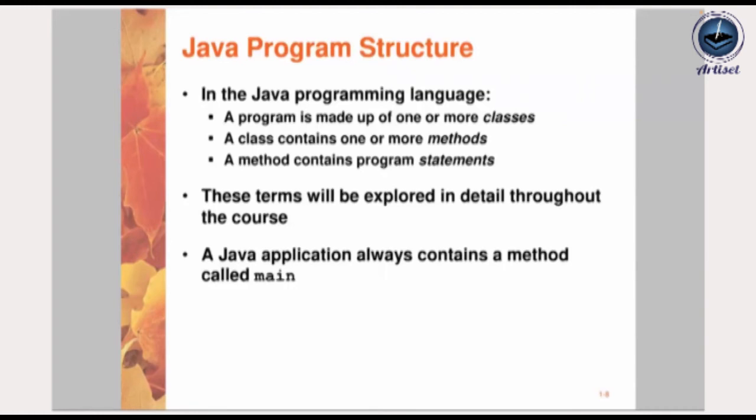Method simply means function, and in Java, functions are also called methods. A method contains program statements. In the method, we can write as many statements as we want. These terms will be explored in detail throughout the course, and a Java application always contains a main method. You require a main method, a main function, to run the Java program.